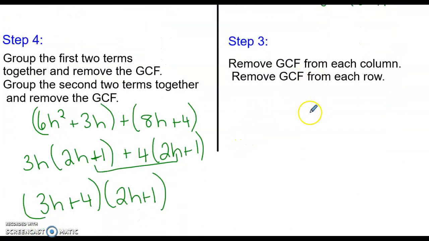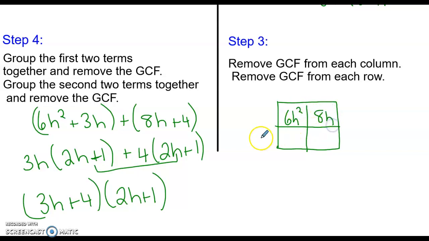So then all you have to do is remove the GCF from each column and from each row. So if I draw my square from above out again, I had 6h squared and my 8h. I also had 3h and 4. Well, let's look at the rows first of all. A common factor for 6h squared and 8h would be 2h. A common factor here, the biggest common factor that I have would be 1, because nothing else goes into 3h and 4.